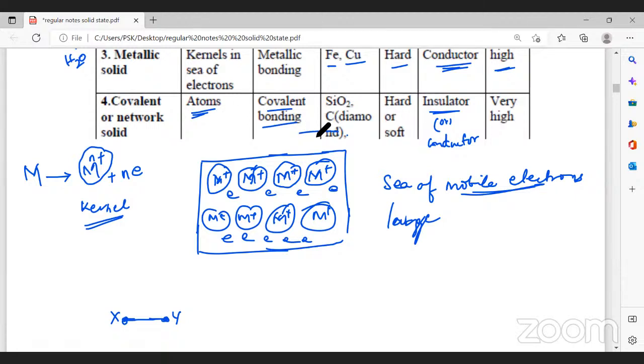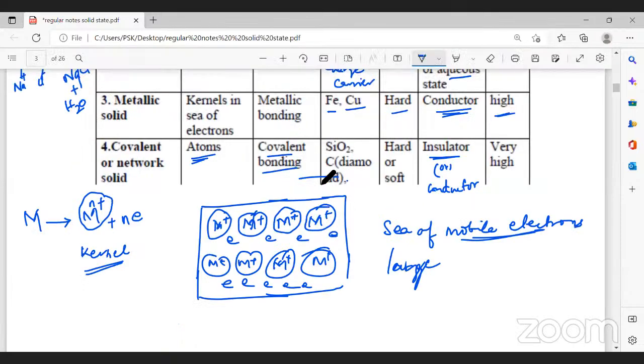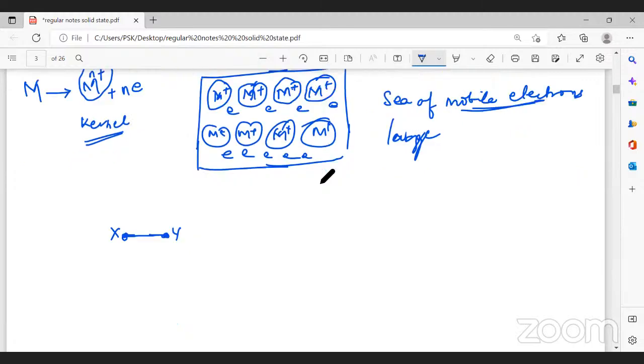We will take an example and learn about covalent network or covalent crystal or network solids. Till here we had learned in the last class. So we'll have to continue further with the topics for our syllabus.